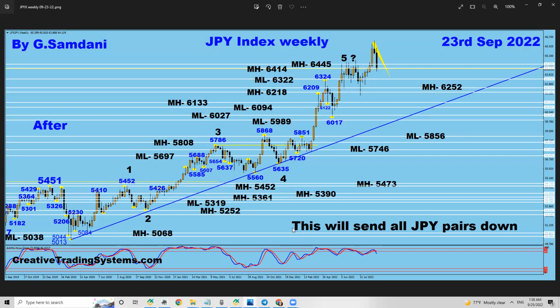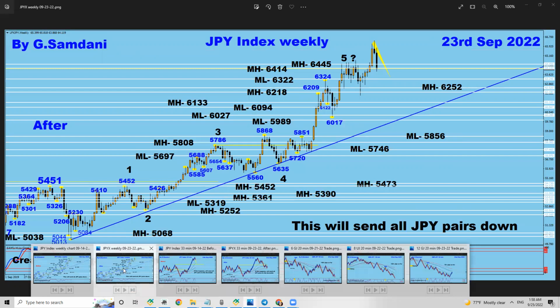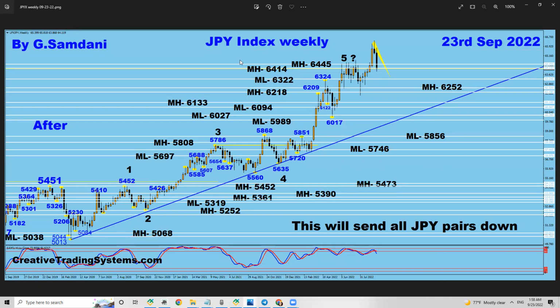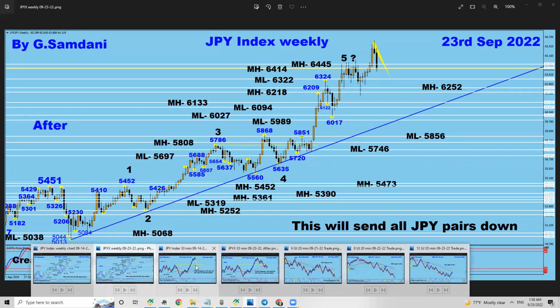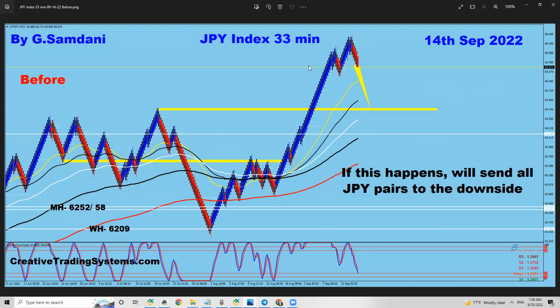Now, notice what I wrote down here: this will send all yen pairs down, because yen is always on the right hand side in each and every single pair. Also, I made a shorter time frame, my own time frame, a 33-minute chart. It's more or less like a regular 4-hour chart. So I said, okay, it's going to be coming down here and even more. Again, if this happened, we'll send all yen pairs to the downside.